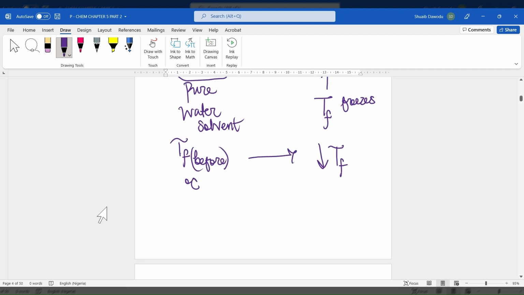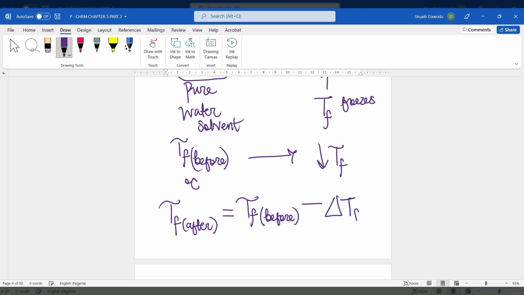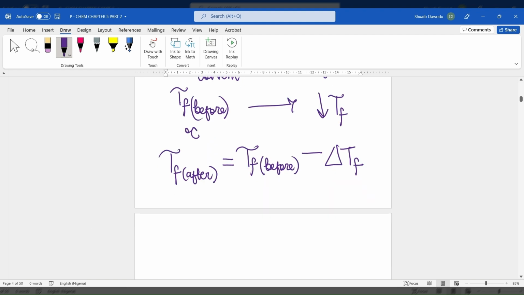So to determine it, the temperature after solute has been added to become an aqueous solution mixture is going to equal the initial temperature of the pure water before solute was added minus the change in T sub F. So this is basically the equation that we're supposed to work with. The T after ends up becoming T sub F after, which is what they asked us to solve in this question, equals T sub F before.